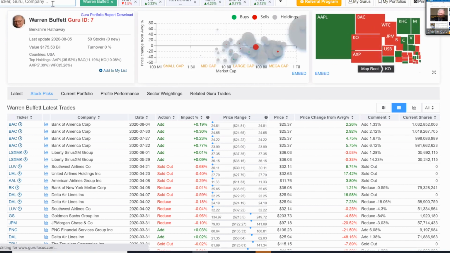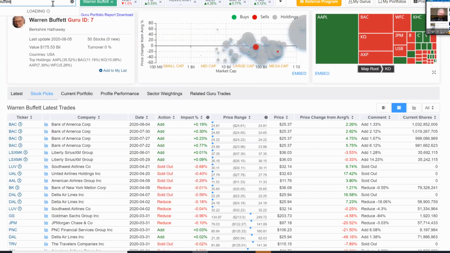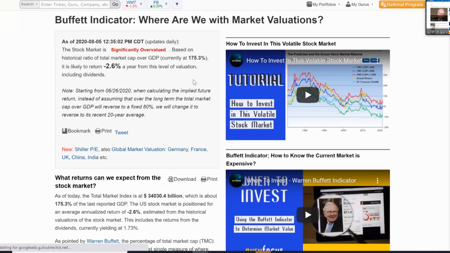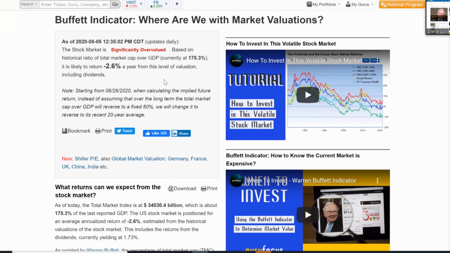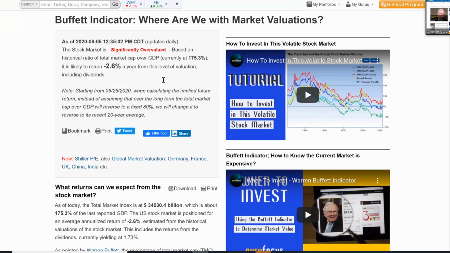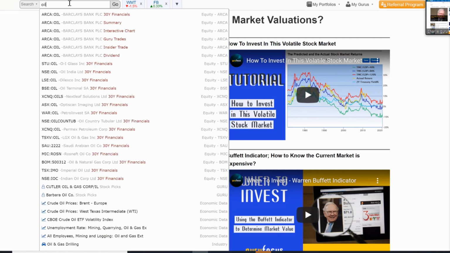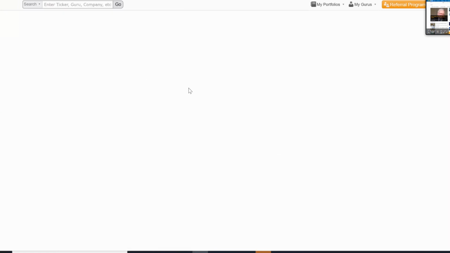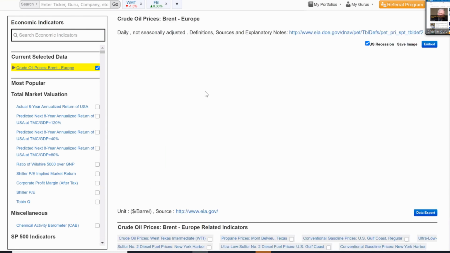You can also come to the related page of Warren Buffett. For instance, I entered Buffett. We have a Buffett indicator, and you'll be able to come to it as well. We talked about this before, and I'll talk about it again. You can also search the economic data. For instance, oil price: you can search crude oil price, Brent, and you'll be able to get the oil price from here as well.